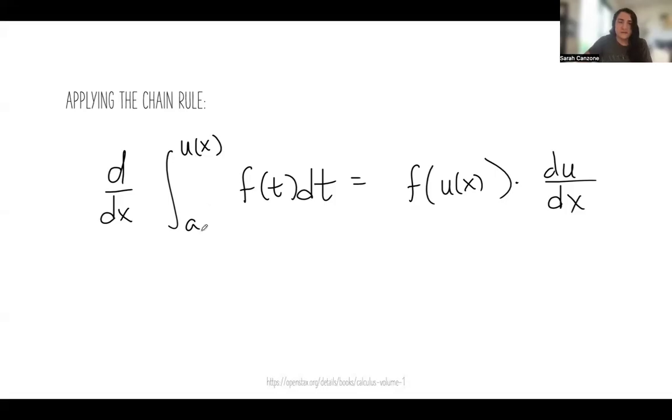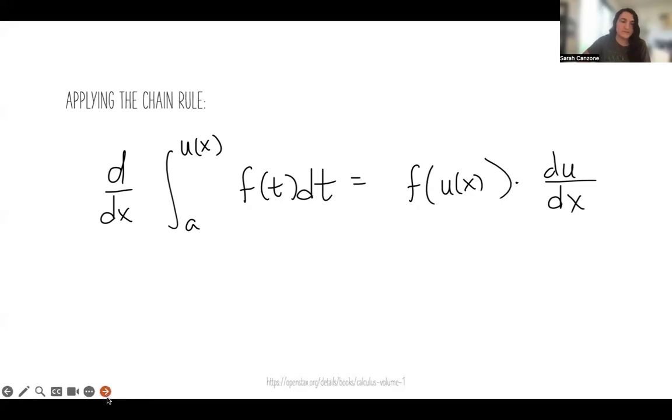You have a still on the bottom. This is the proper setup for the fundamental theorem of calculus part 1. Then this is equal to taking your function and plugging in u of x, which is what the fundamental theorem of calculus part 1 says: take your variable, plug it in, whatever that thing is, everywhere you see a variable, t in this case, in your function. But then you have to multiply the entire function by the derivative of your bound.